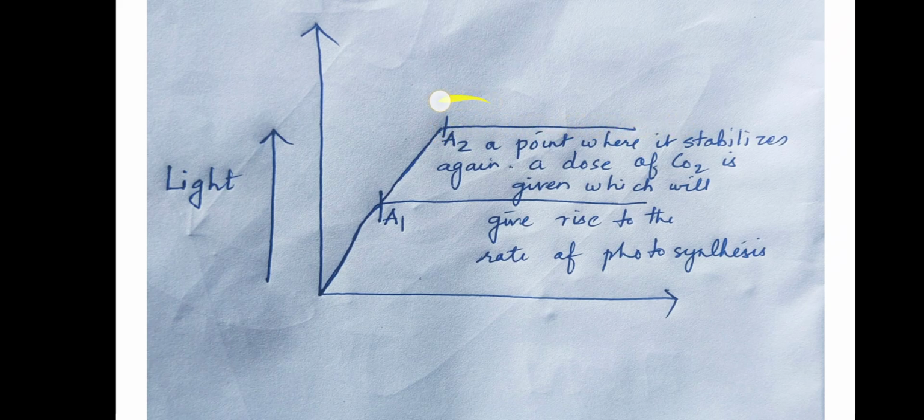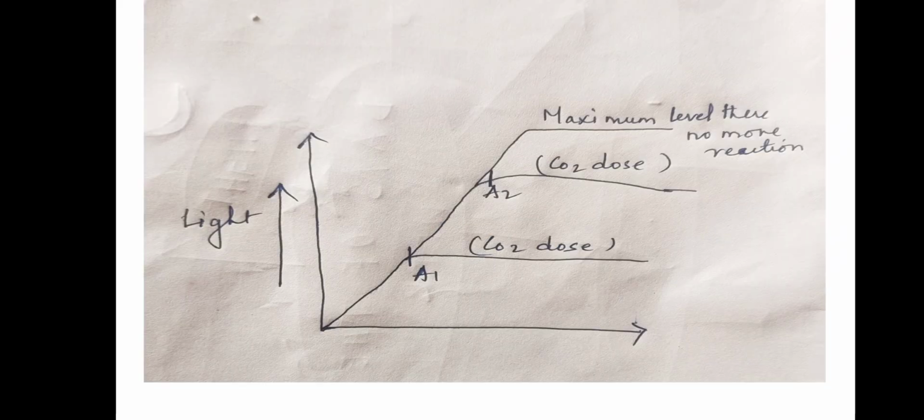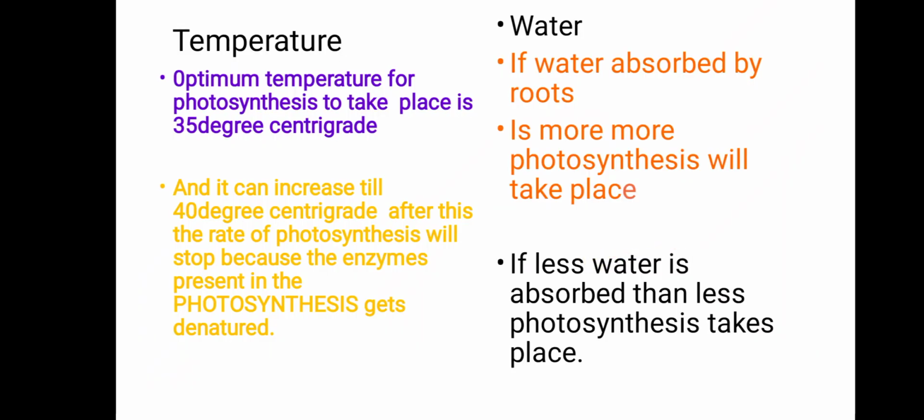So over here in this E2 also, a dose of CO2 is given, which gives rise to the rate of photosynthesis. So once the dose of CO2 is given, it reaches the maximum level. After that, no more reaction takes place. So this is one of the most important factors in the process of photosynthesis, that is light and carbon dioxide. Next we have temperature.